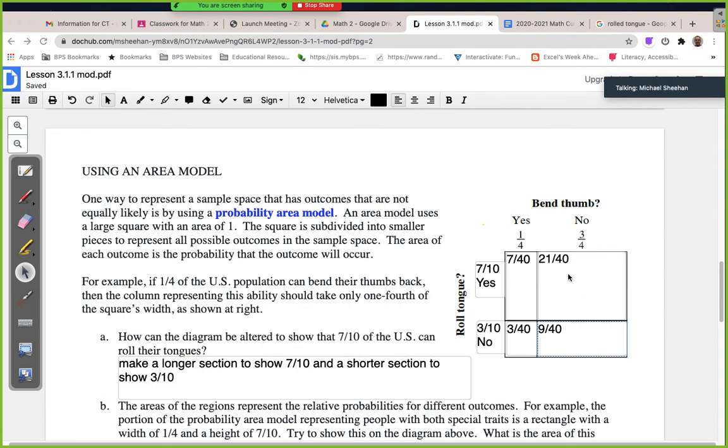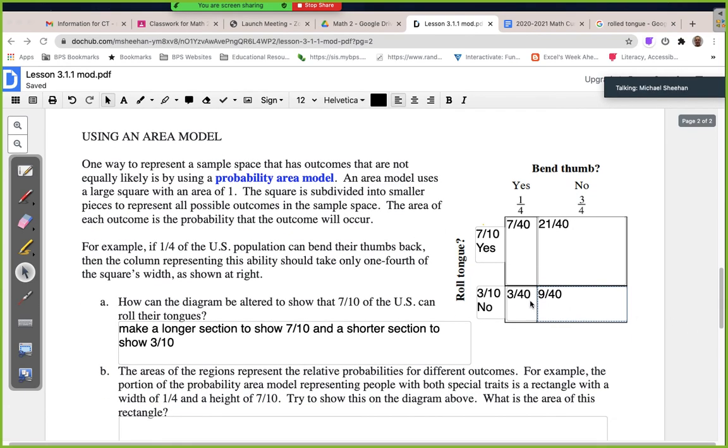How many people can only roll their tongue? A little more than half of people can roll their tongue but not bend their thumb. How many people are a no for roll their tongue and a yes for bend their thumb? Only a few people, only 3 out of 40. So that's the most unlikely. It's very unlikely you can bend your thumb, but you cannot roll your tongue. The most likely thing is that you can roll your tongue, but you cannot bend your thumb.